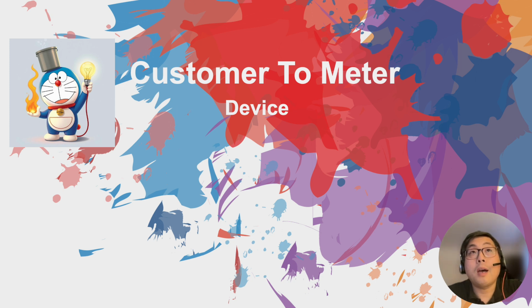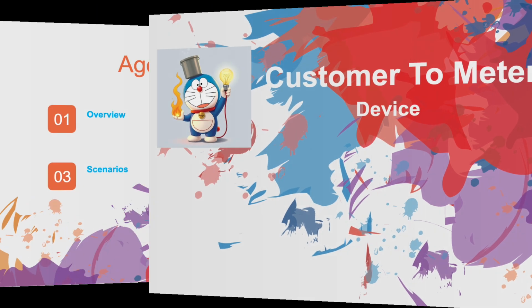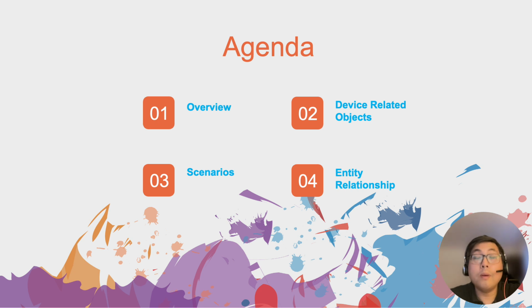side, to see how the objects are related and what the different scenarios are, and how we utilize this object model in different scenarios. Okay, so we'll go through four topics. We'll go through an overview and then look at the objects related to device. Then look at different scenarios and last we will look at the entity relationship.